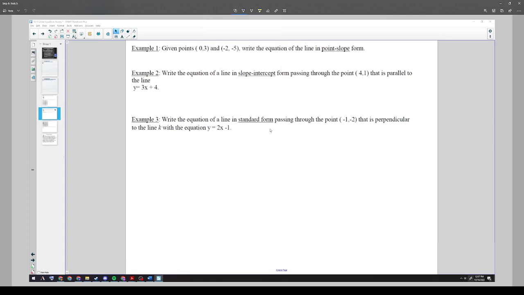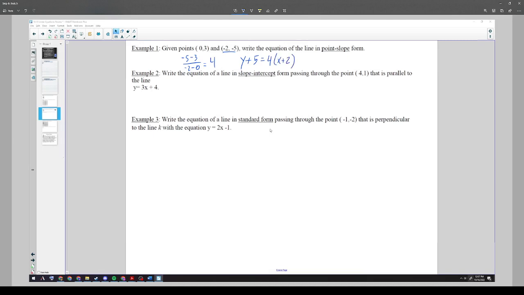So given these points, we're going to calculate a slope as -5 minus 3 over -2 minus 0. That's -8 over -2. That gives us 4. So point slope form, we're going to use one of these 2 points. I'm going to use this one because I don't like using ones with 0 for point slope form because it doesn't look like point slope anymore. So we'll do y plus 5 equals 4 times x plus 2.